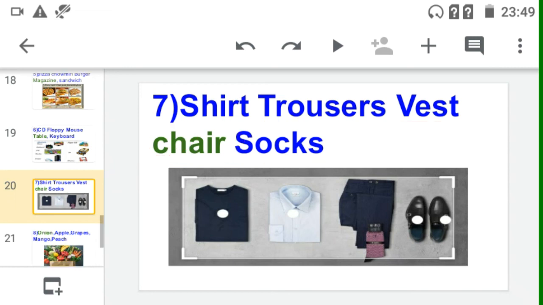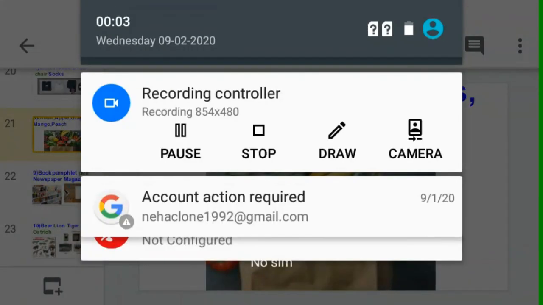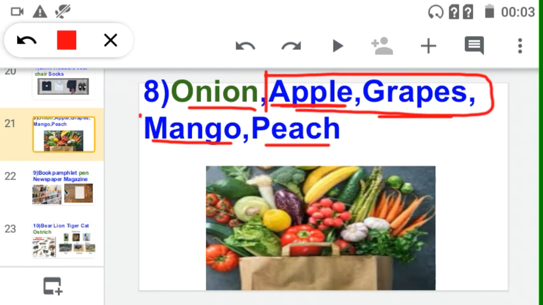Okay. Now see the eighth question. First thing is an onion, second is an apple, third is grapes, fourth is a mango, fifth is a peach. So dear students, have you observed apple, grapes, mango and peach? These four things are what? Fruits. Apple, grapes, mango, peach. These four things are fruits.